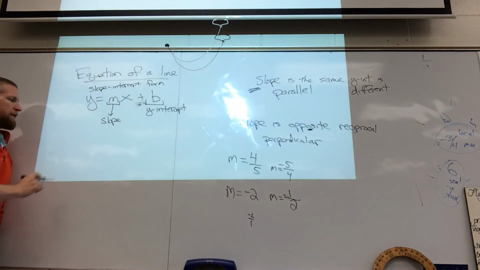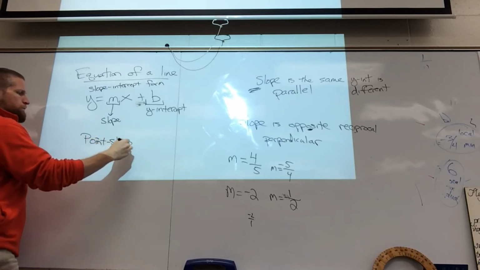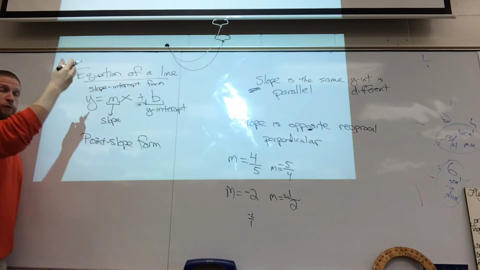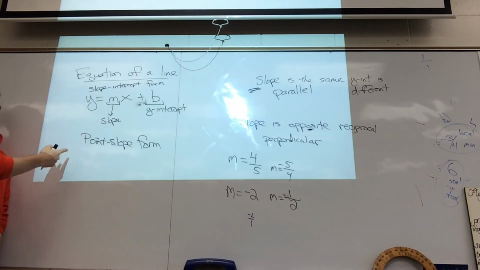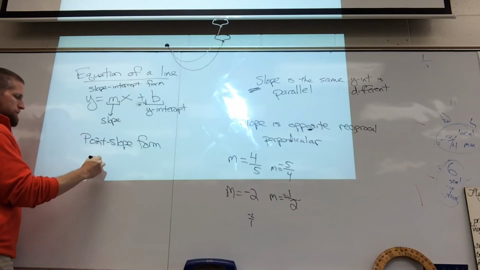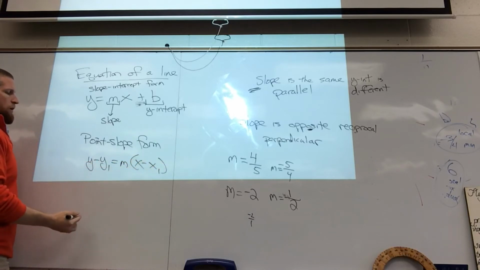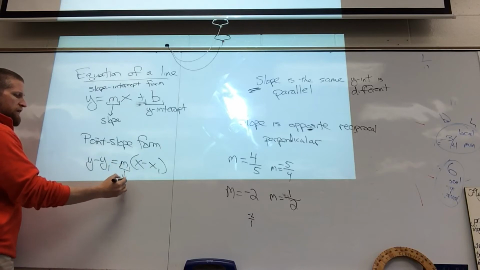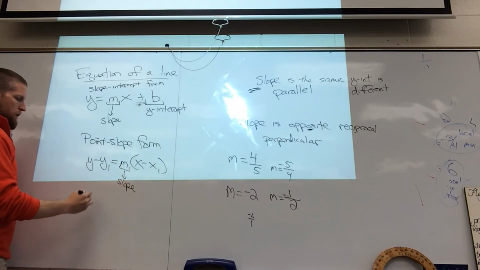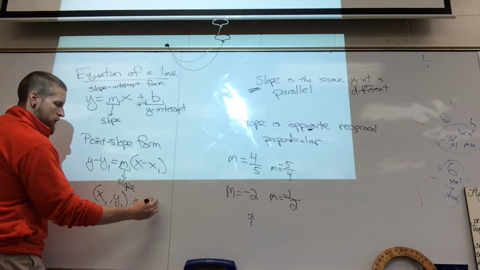The only other form you really need to be familiar with is point slope form. When I do the problems up here that are writing the equation of a line, this is what I'll use because most other classes are going to use this form. Point slope form is written like this. The m right there is still your slope. X1 and Y1 is a point on the line.